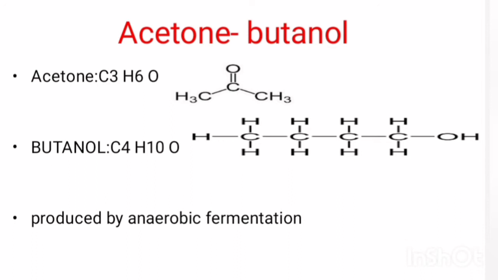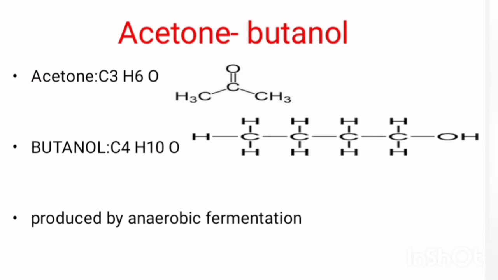The organism used for acetone butanol production is Clostridium acetobutylicum, and it is produced by an anaerobic fermentation process. Here the structures of acetone and butanol are given. The molecular formula of butanol is C4H10O, and the molecular formula of acetone is C3H6O.